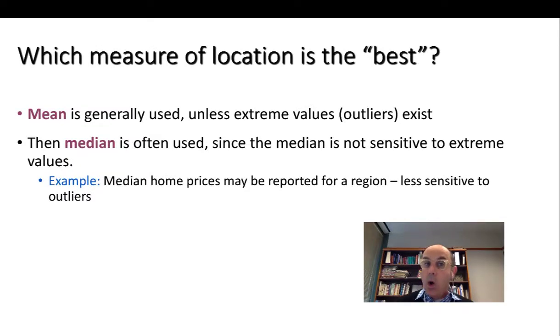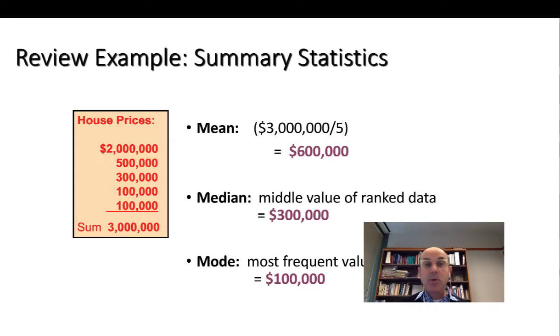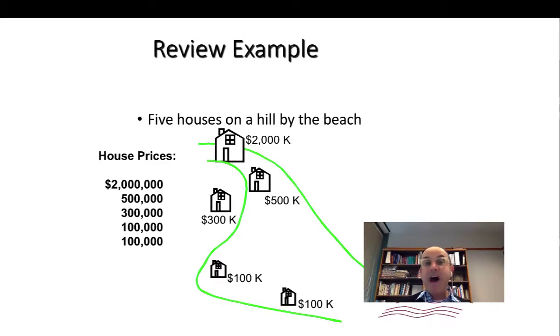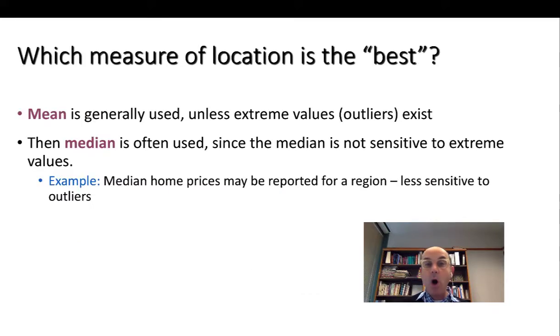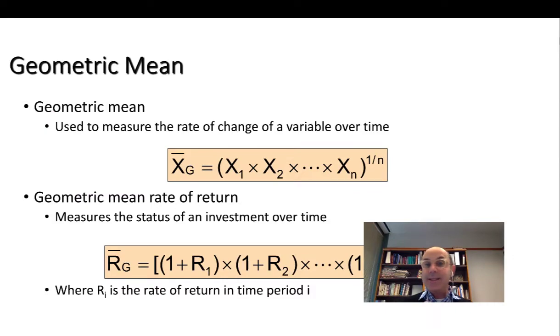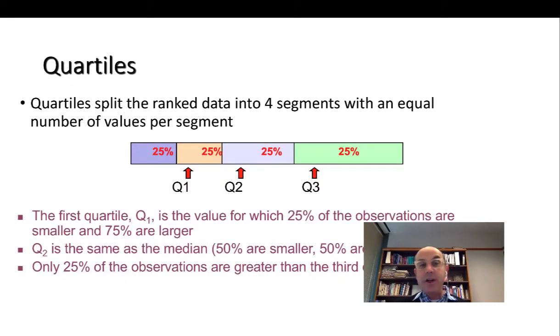So, which measurement of location is the best? One of the things that I ask is, we have 5 houses at the beach, and we are trying to do a summary. What is the mean? What is the median? What is the mode? And what is usually the best measurement when we want to buy a house near the beach? So the mean is generally used unless an extreme value exists, and this is the outlier. The median is also often used, but it's not sensitive to outliers. So again, this is something that we often do and often apply.